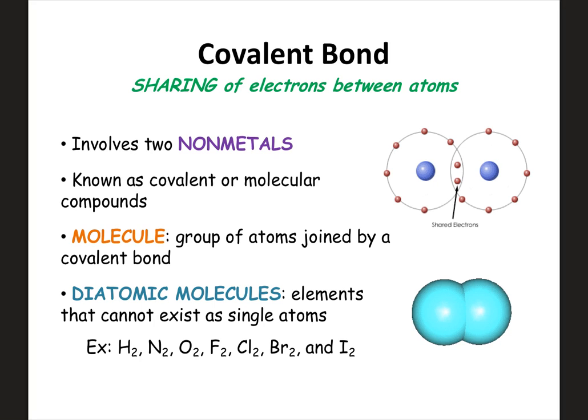You still need to know the diatomic molecules here. These are the atoms that cannot exist by themselves. So it's your hydrogen, nitrogen, oxygen, fluorine, chlorine, bromine, and iodine. If you're dealing with oxygen, you have O2. Or if you're dealing with chlorine, it's Cl2. It cannot be by itself in nature here. So you definitely need to remember those diatomics.